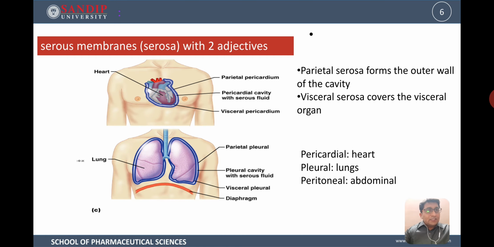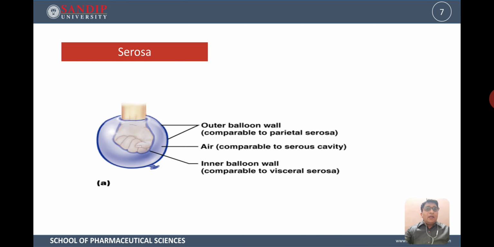We can go to the next slide, then again come back to the first slide. Now you can observe our hand. When you combine all four fingers, you create a fist, and that fist is nothing but your heart shape. When you insert that fist into a balloon, the outer balloon wall is your parietal serosa and the inner wall is your visceral serosa.